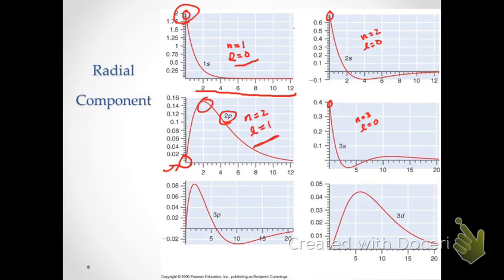Then we have a maximum at some distance from the nucleus, indicated here. And of course, if we look at the 3p orbital, we'll note the same thing. The 3p orbital has a maximum at some distance other than the nucleus, as does the 3d orbital have a maximum at some distance other than the nucleus.